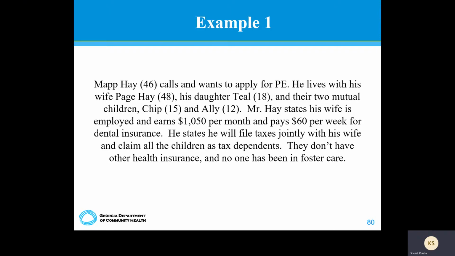PE. He lives with his wife, Paige, his daughter, Teal, and their 2 mutual children, Chip and Allie. Mr. Hay says that his wife is the one that is working. She's employed and earns $1,050 per month, and she pays $60 per week for dental insurance. He states he will file taxes jointly with his wife and claim all the children as tax dependents. They don't have other health insurance, and no one has been in foster care.